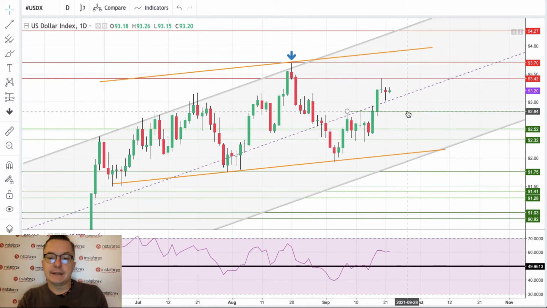If there is a disappointment in the market participants, if there is something unexpected in a negative way, then of course we might expect 92.84 to be tested and maybe even broken. So the next technical support at 92.52 and 92.32 might be tested as well. So that's the US dollar.